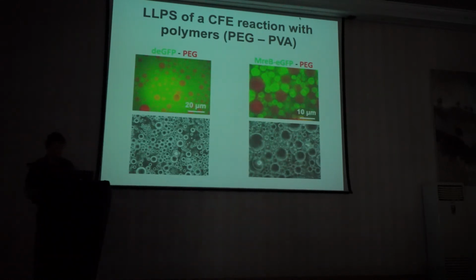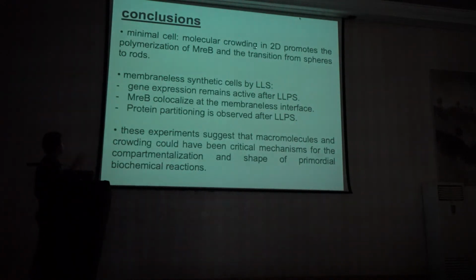That's it. And so to conclude, with the minimal cell, we see that molecular crowding and entropy promote the polymerization of MreB without any additional enzymes, and we go from sphere to rod. And in membraneless synthetic cells, liquid-liquid phase separation can be used to make membraneless synthetic cells, and we can also colocalize the self-assembly of cytoskeletal proteins. In a broader perspective, those experiments show that macromolecules and crowding could have been critical mechanisms for the compartmentalization and shape of primordial biochemical reactions.